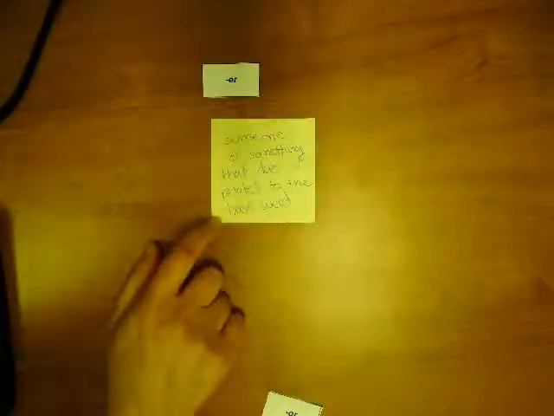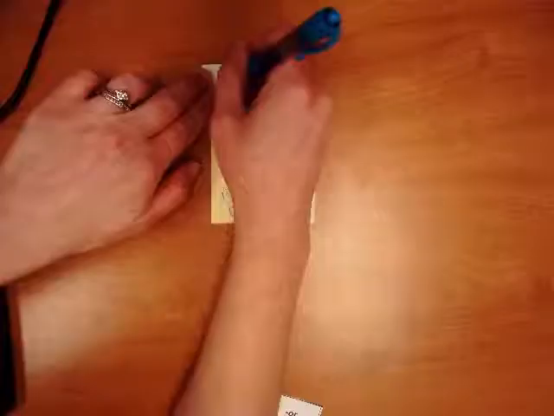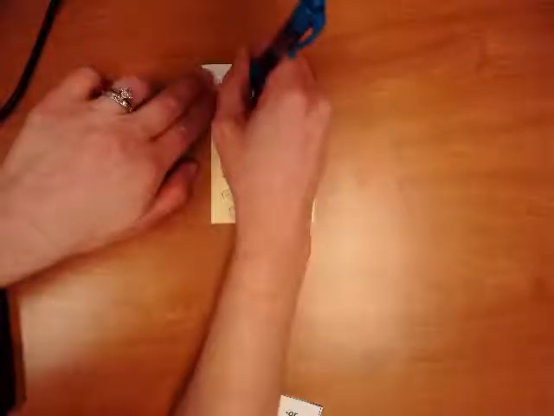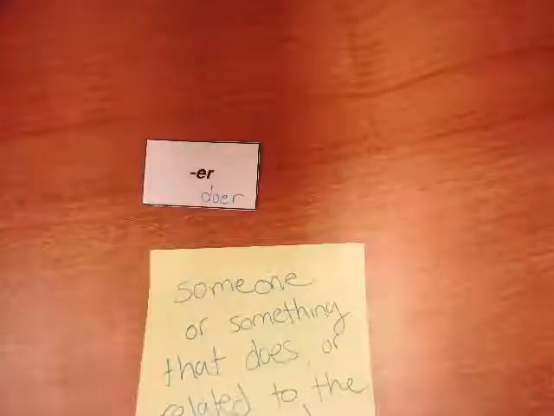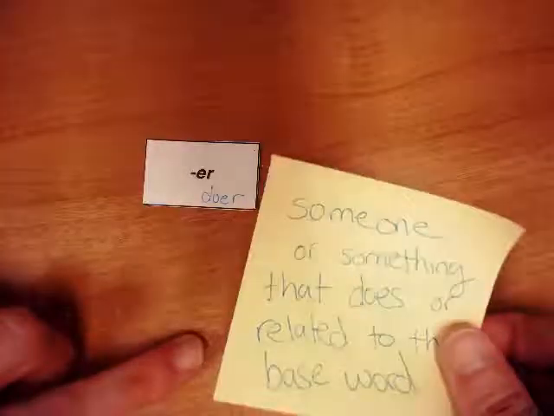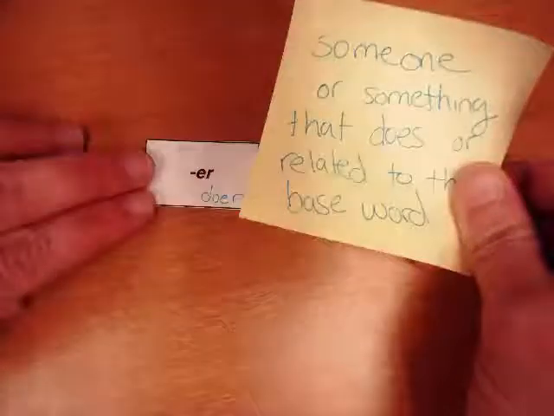So go ahead and write this into your notebook right now. Someone or something that does or is related to the base word. Okay, so you might think about these as doer suffixes. One who does. So I'm just adding on that word doer right there. Okay, so make sure that you've got this rule or kind of generalization, the meaning of these suffixes, written somewhere in your notebook kind of as a header.